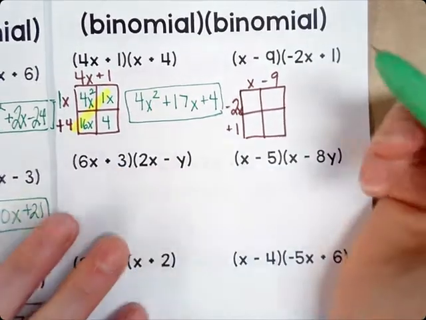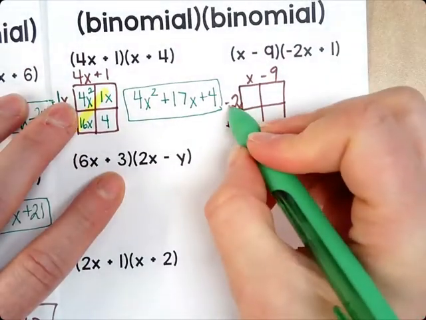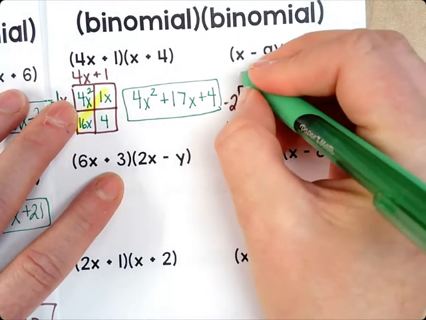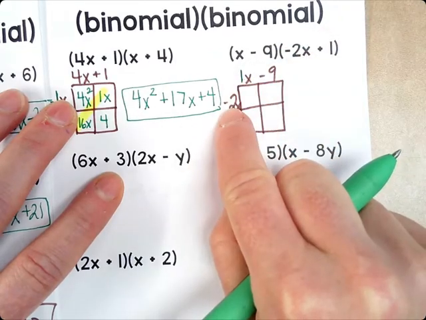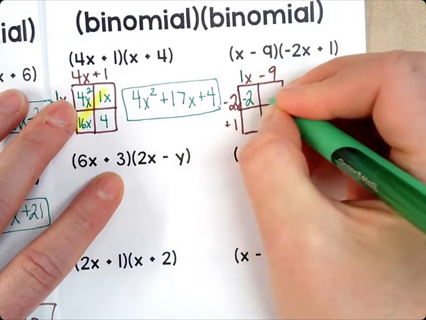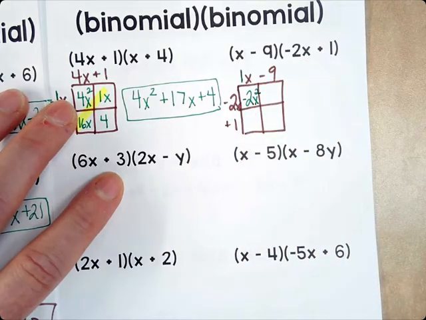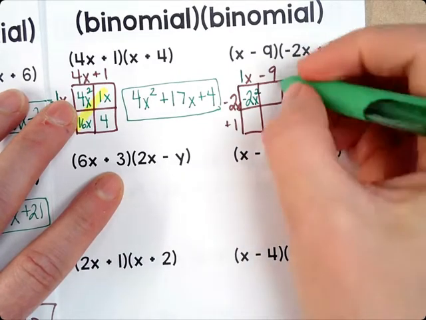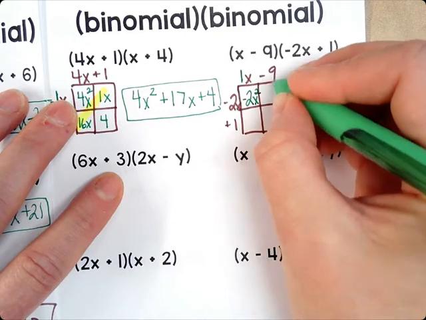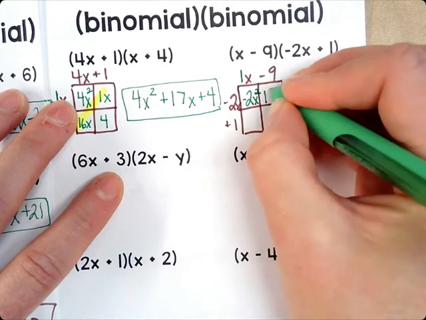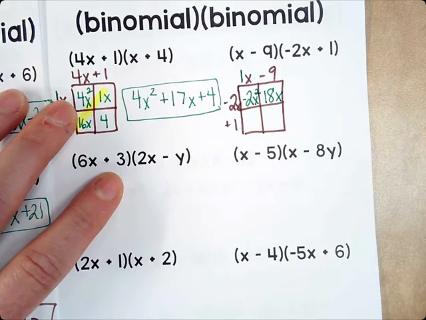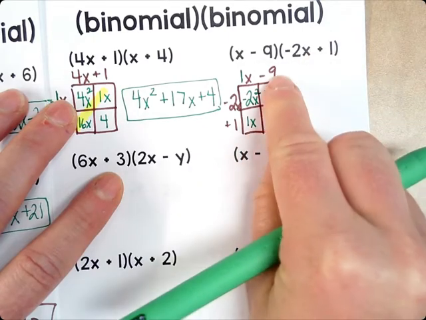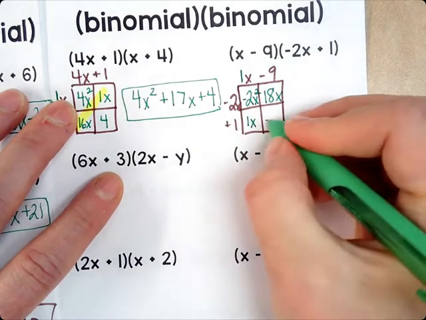Okay, make your box. And let's multiply negative 2x times x. So this is a 1, so we're just multiplying 1 times a negative 2. And x times x, so x squared. Negative 2x times a negative 9. 18x. 9 times 2, yeah, 18, right. So it would be a positive, though. Negative times negative. All right, 1x times 1. And negative 9 times 1. Negative 9.